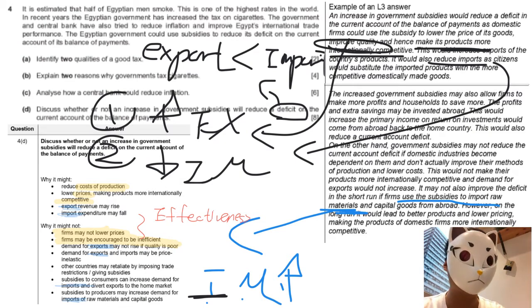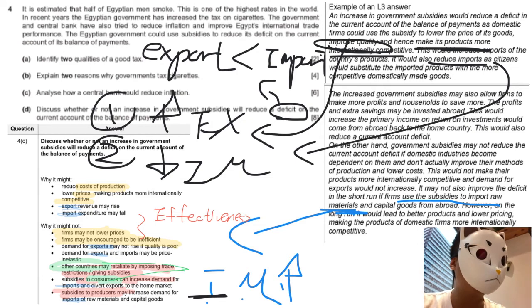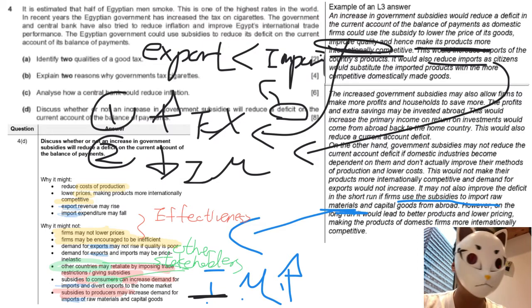Also, the reaction of other countries to the demand for import, and the reaction of the producers. In the last few points, you have to consider the other stakeholders. Rather than the producer, there are other stakeholders like other countries, and also the consumers.